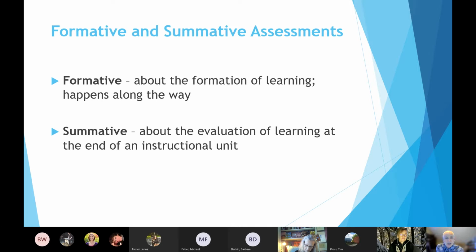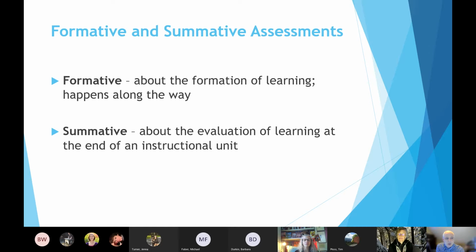Summative assessment is the evaluation of learning at the end of a unit, and that unit could be a module, it could be the end of the course, it could be whatever unit you are thinking about. These are usually larger stakes tests, though they don't have to be, and are more about showing that you learned it than about helping along the way.